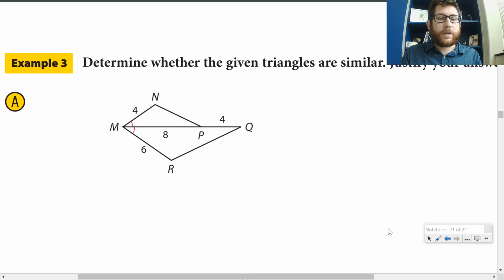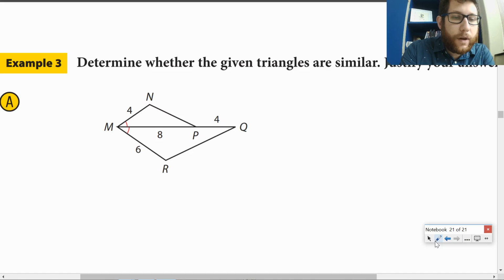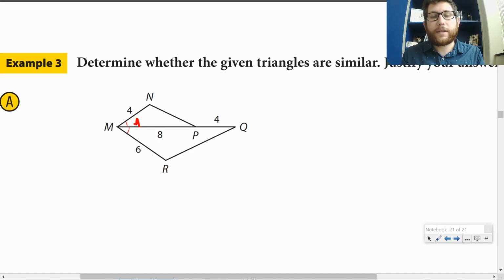So, can we determine if these triangles are similar or not? Well, I notice I've got an angle, right? Right here we've got some congruent angles, so there's an angle. Now let's look at the sides. Now we need to set up the sides in a proportion to see if they're equal or not.